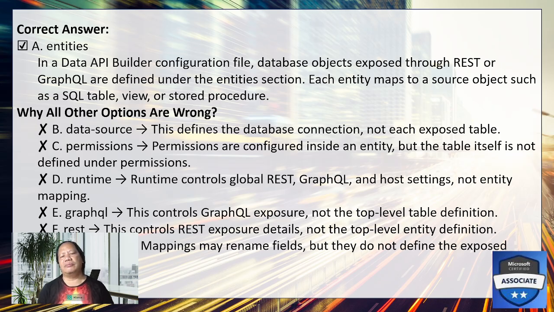Runtime controls global settings. GraphQL controls the GraphQL exposure, not the top-level table definition. REST controls the REST exposure details, not the top-level entity definition. And G, mapping, may rename fields, but they do not define the exposed table itself. The correct answer is the entities section of the DAB config.